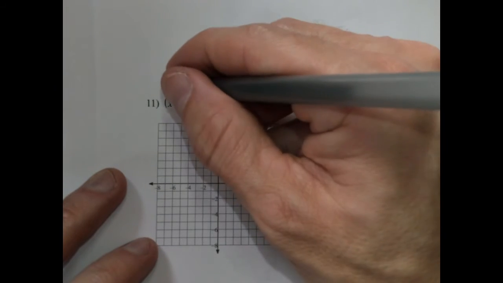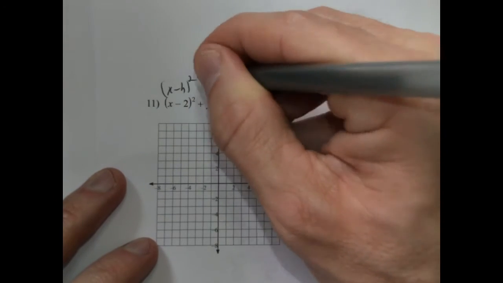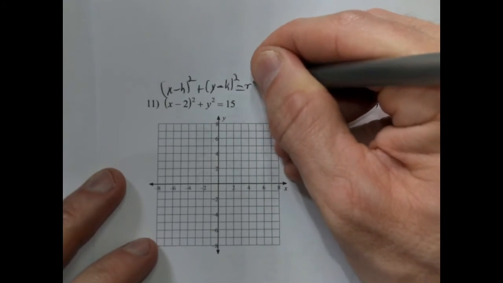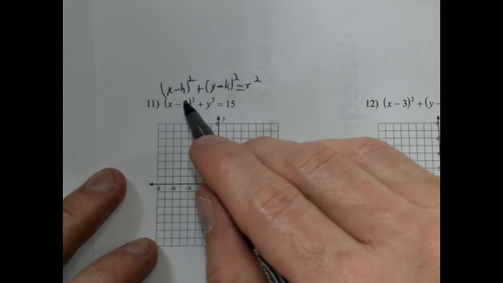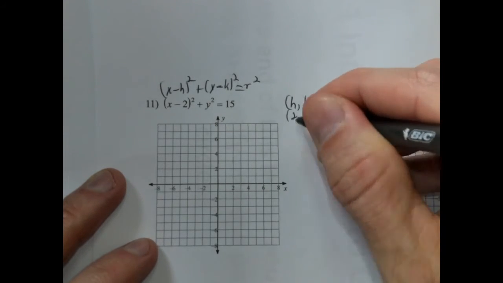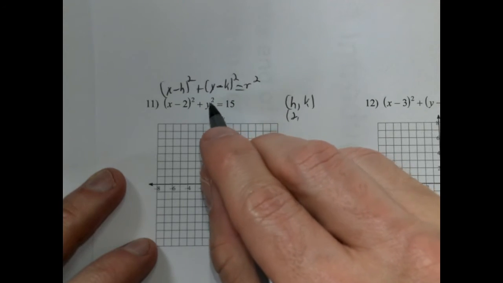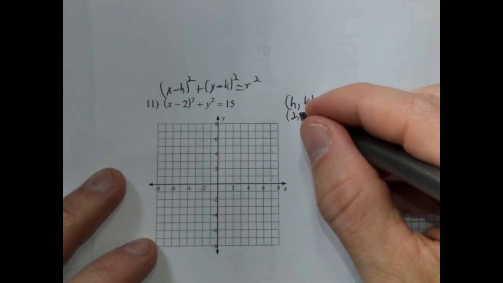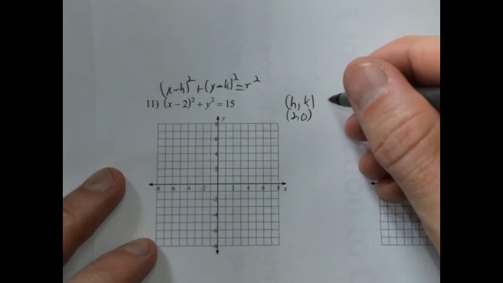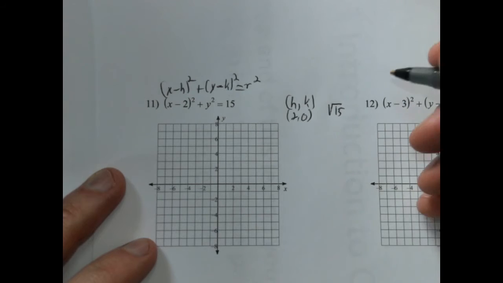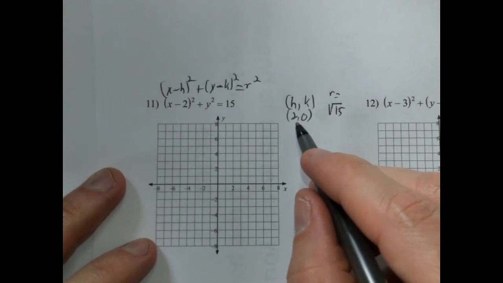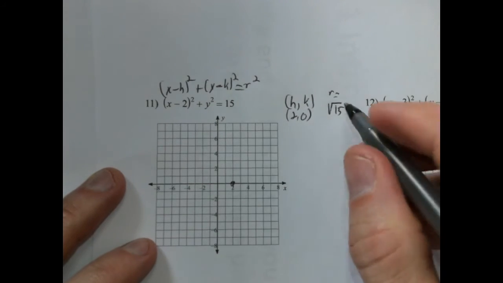Next one. So again, we're going to have (x - h)² + (y - k)² = r². So our h is going to be 2. Our k is going to be 0. So our center (h, k) is 2, 0. And then this is the squared, so the square root of 15 is our radius. That doesn't help us very much. Okay, so 2, 0 is our center point.